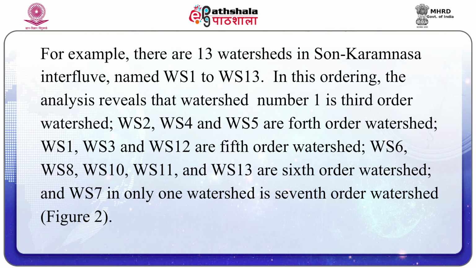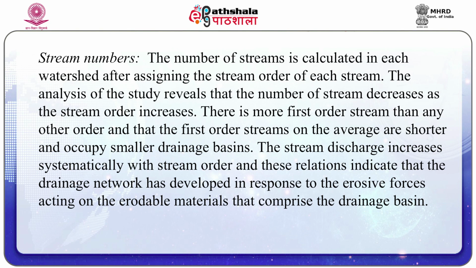In this ordering, the analysis reveals that watershed number 1 is a third order watershed, watersheds 2, 4 and 5 are fourth order watersheds, watersheds 1, 3 and 12 are fifth order watersheds. Watersheds 6, 8, 10, 11 and 13 are sixth order watersheds, and 7 is the only seventh order watershed. See figure number 2. The stream number.